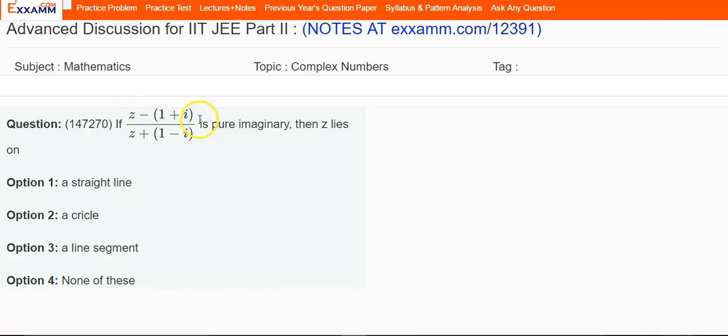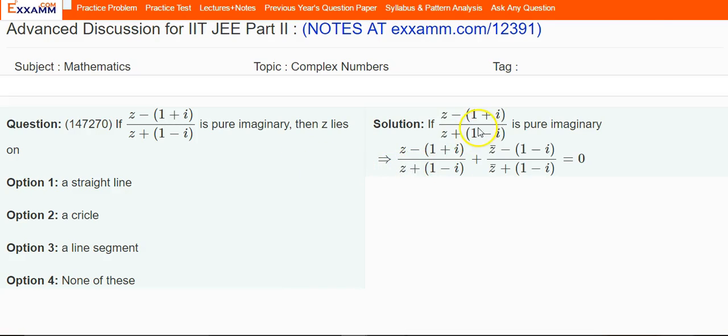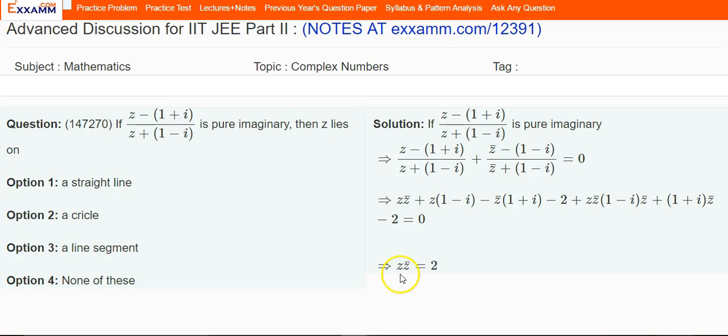If a complex number is pure imaginary, then what is the relationship between this complex number and its conjugate? That this number would be equal to minus of its conjugate. So their sum would be equal to 0. So here this is pure imaginary, so this plus its conjugate would be equal to 0, and when we expand it and solve it, we get the very neat equation z z bar is equal to 2.